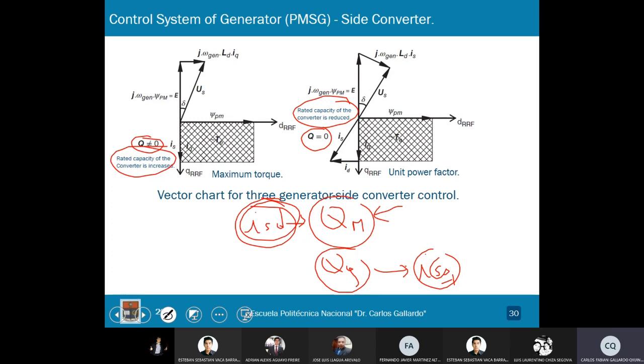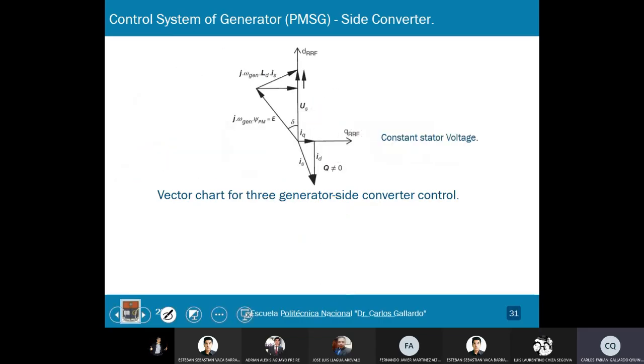This is for the unit power factor. And the last one is the constant stator voltage.